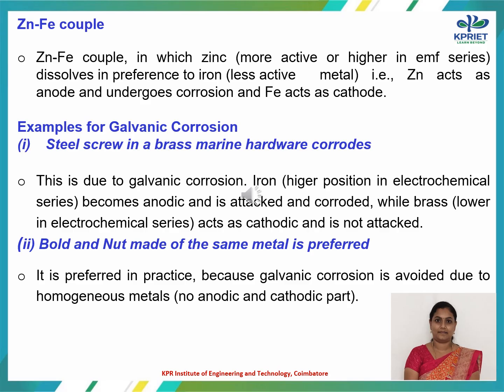Likewise, the bolt and nut made of the same metal is preferred. The reason is to prevent galvanic corrosion. If the bolt and the nut are made of the same metal, the electrode potential difference is eliminated, so that we can save the metal from undergoing galvanic corrosion.